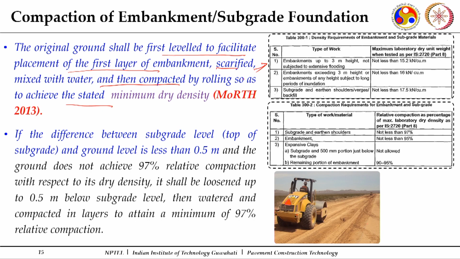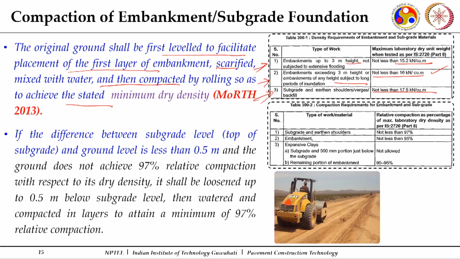When we recompact it, we try to get certain targeted densities. It says that embankments up to 3 meter height should not have a density of less than 1.52 gram per cc. When embankments exceeding 3 meter height are there, the density, this is not typically for fly ash. For fly ash the requirements are different. This is typically for when the embankments are constructed using soils. So, when the height of embankment is more than 3 meter, the density should be greater than 16 kilonewton per cubic meter, and when it is to be used in subgrade, it has to have a density of more than 17.5 kilonewton per cubic meter.